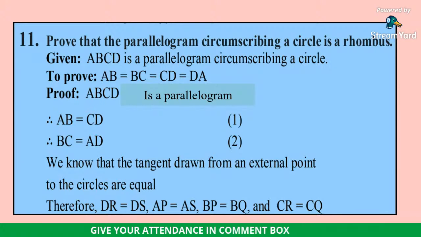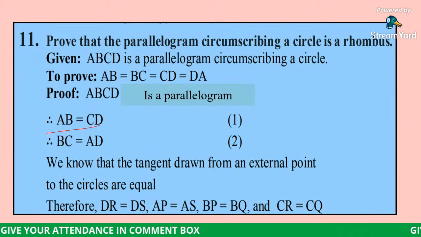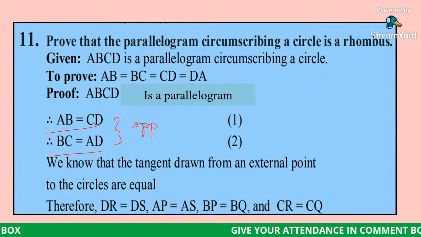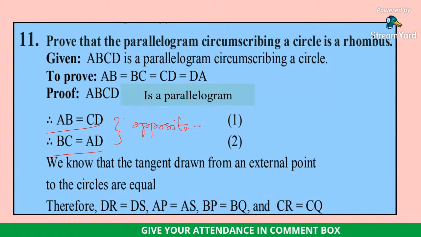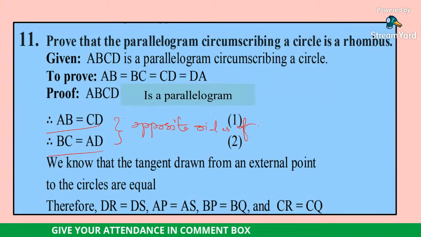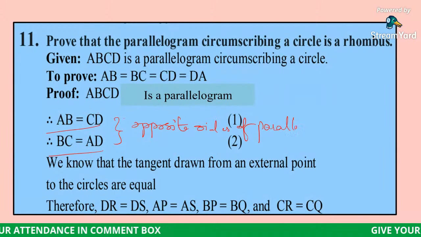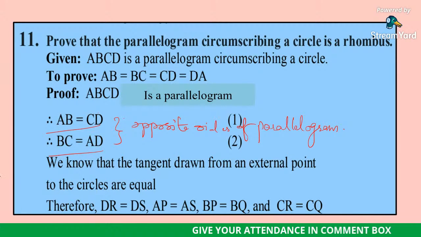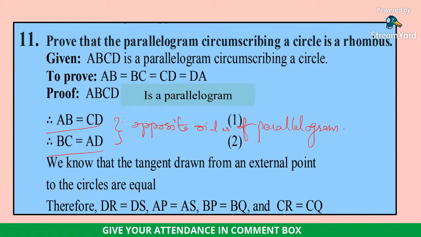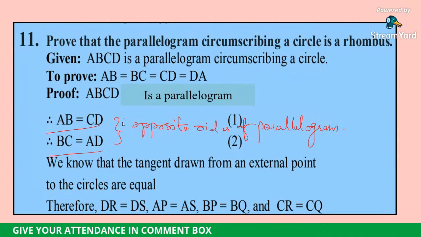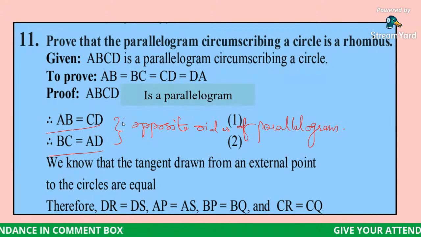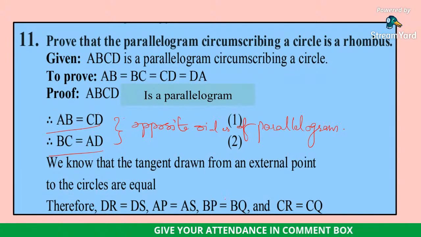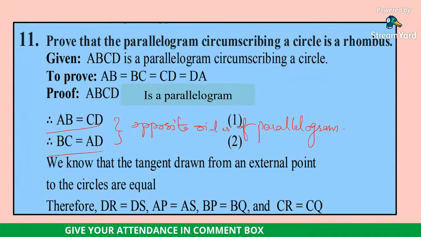That we have to mention here. AB is equal to CD and BC is equal to AD, opposite sides of parallelograms, as they are going to be equal. And one more thing, as we know, circle is circumscribing. Circumscribing means it is touching all the four sides of the parallelogram, right?